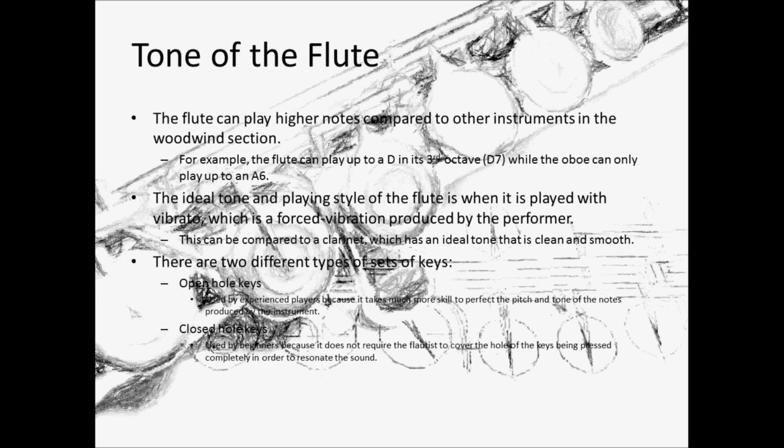There are two different types of sets of keys. One is open hole keys, which is used by experienced players because it takes much more skill to perfect the pitch and tone of the notes produced by the instrument. And closed hole keys, used by beginners because it does not require the flautist to cover the whole of the keys being pressed completely in order to resonate the sound.